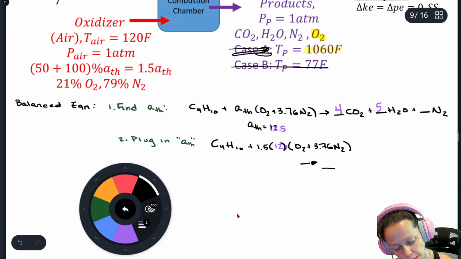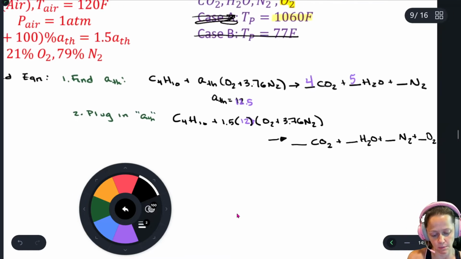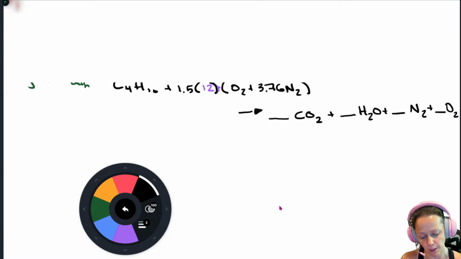So I'm just going to put some blanks here, save myself a little bit of room, try to be as efficient as possible. All right, should have really not written that small, but okay, whoops.